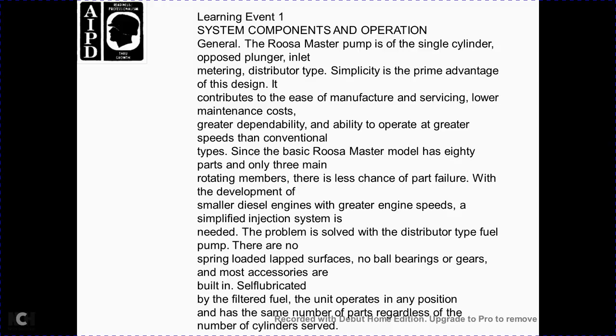The basic Roosa Master model has 8 parts with only 3 main rotating members. There is less chance for wear of the parts, fitted with the development of the smaller diesel engine for greater engine speed. The simple injection system is in need of the problem solved with the distributor type of fuel pump.